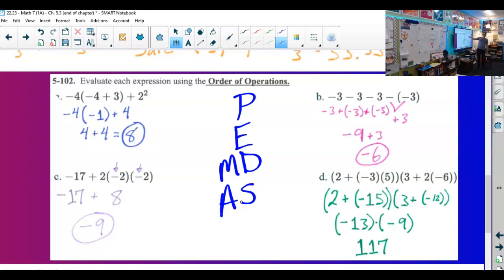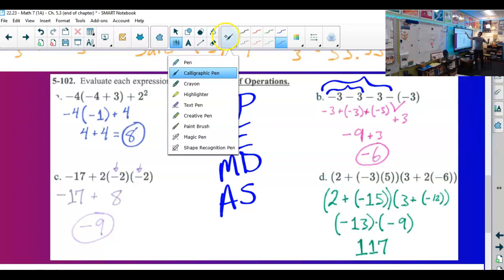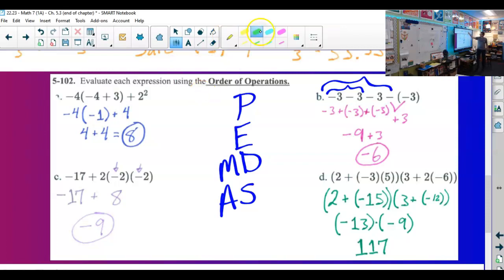So if I'm at -3 and I go down 3 more, now I'm at -6. But if I go down 3 more, now I'm at -9. This is not multiplication. Minus a negative turns into plus the positive. Minus the negative turns into plus the positive.